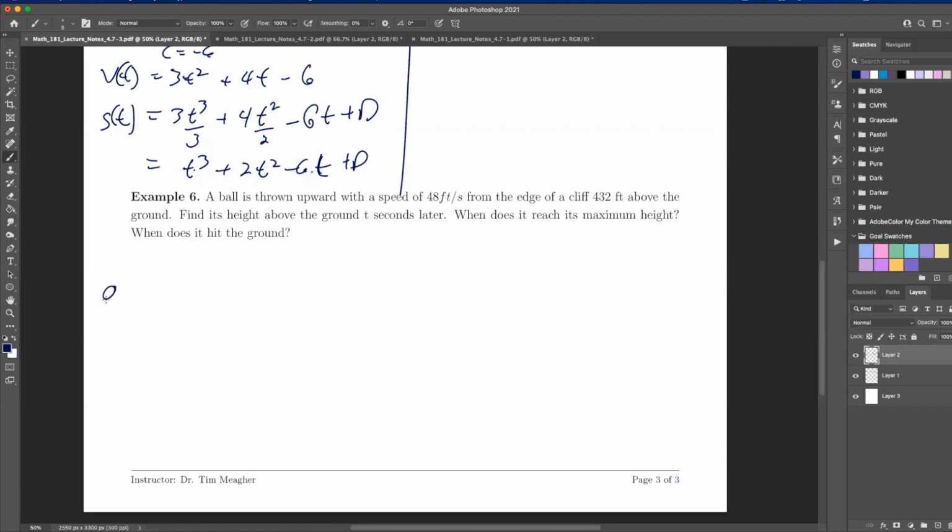So here we have some guy who's standing at the edge of a cliff, and he chucks a ball upwards. The ball's going to come up. It's going to be under the force of gravity and come straight back down. We know this distance here is 432 feet. We know that he's thrown it up with a velocity of 48 feet per second, right?